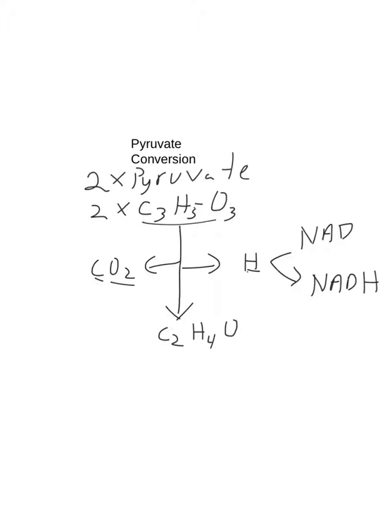And of course, this happens to each pyruvate, so it happens twice, right? So we've got 2 CO2s being released, 2 hydrogens. You end up with 2 NADHs. And of course, you end up with 2 acetyls. Okay, here's my acetyl group.